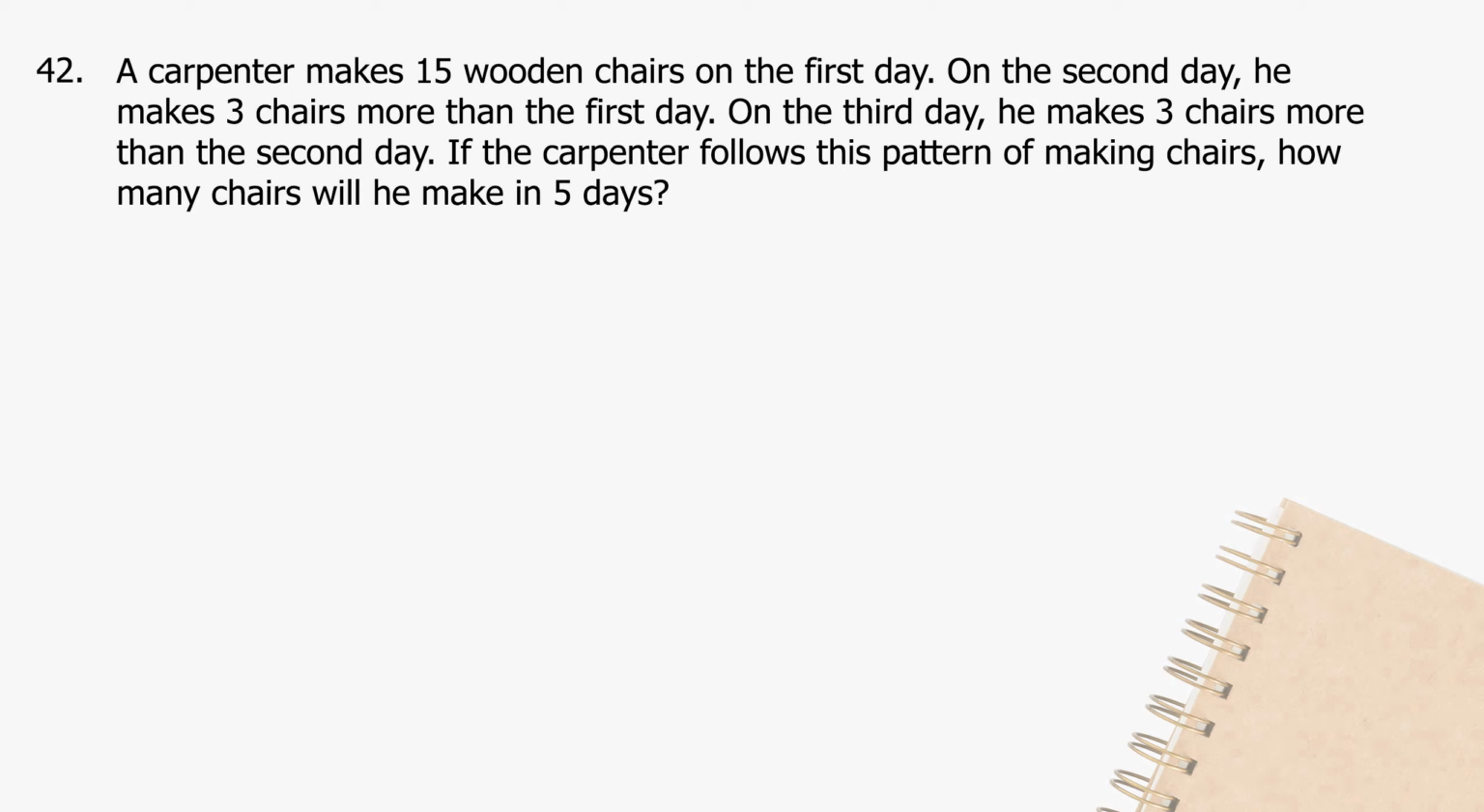Question 42. A carpenter makes 15 wooden chairs on the first day. On the second day, he makes 3 chairs more than the first day. On the third day, he makes 3 chairs more than the second day. If the carpenter follows this pattern of making chairs, how many chairs will he make in 5 days?